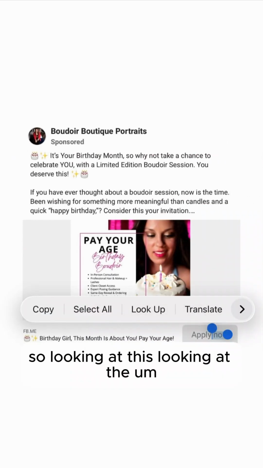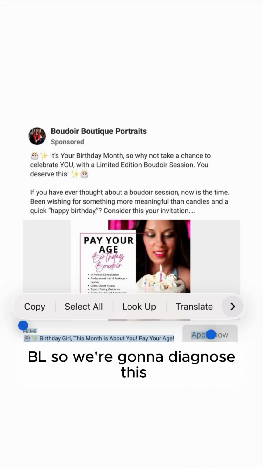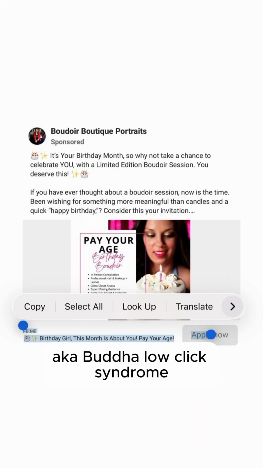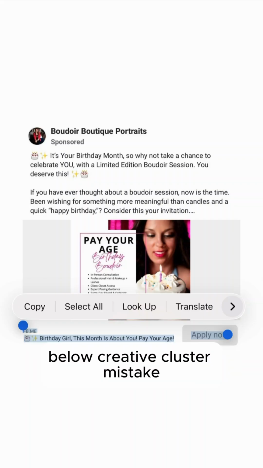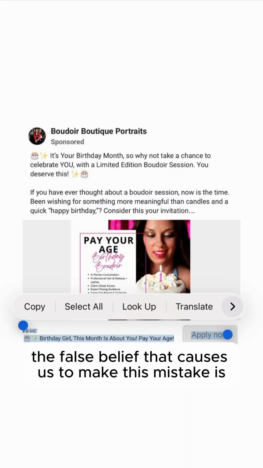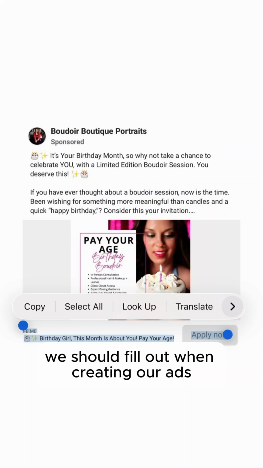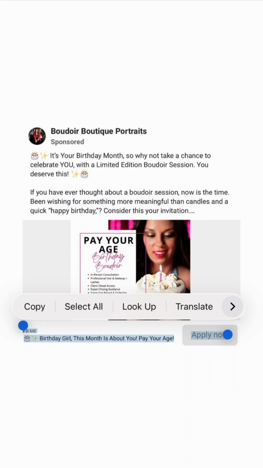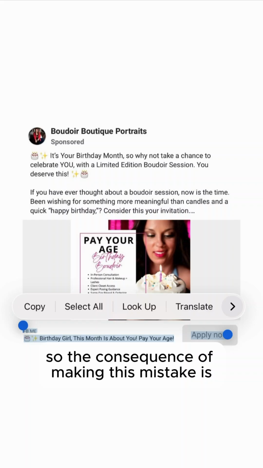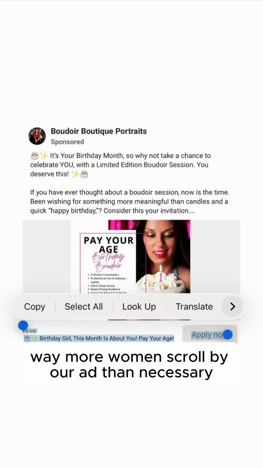So looking at this, we're going to diagnose this, see if we believe it is BLCS, aka Boudoir low click syndrome. So right here we've got the below creative cluster mistake. The false belief that caused us to make this mistake is we trust that what Facebook tells us we should fill out when creating our ads is best for us, when actually it's best for Facebook. So the consequence of making this mistake is that we're going to have way more women scroll by our ad than necessary.